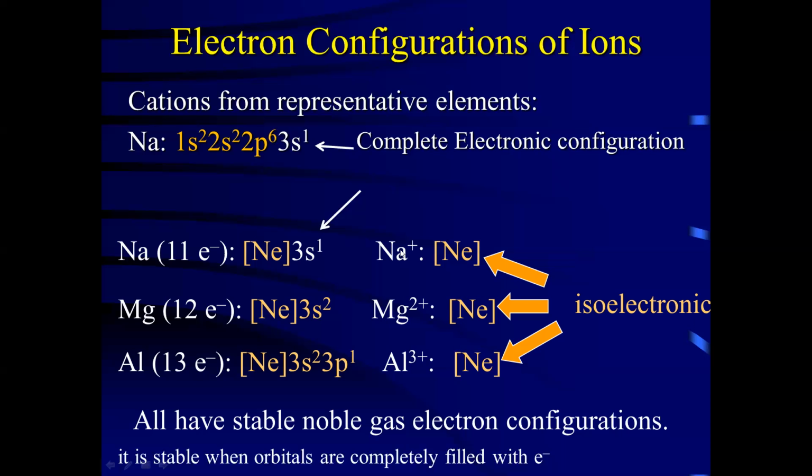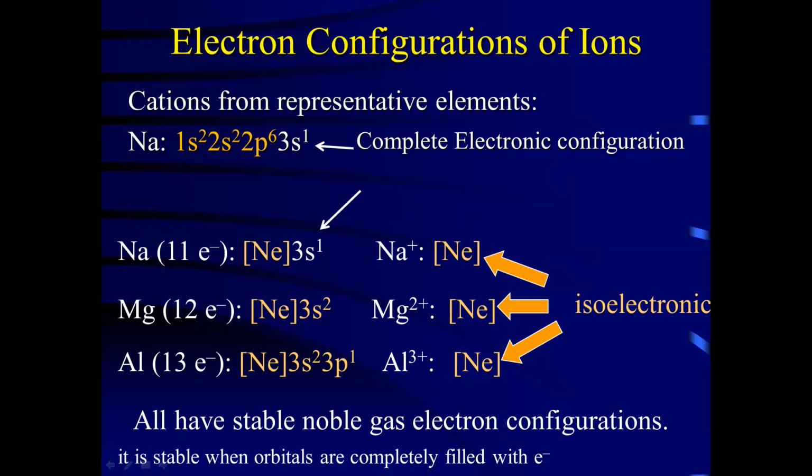Yeah, because they have the same electronic configurations. You see, these 3 ions have the same electronic configuration. This is why we call it iso. Okay, we give a name. So they all have the stable noble gas electron configurations.